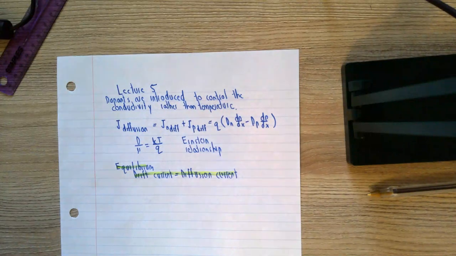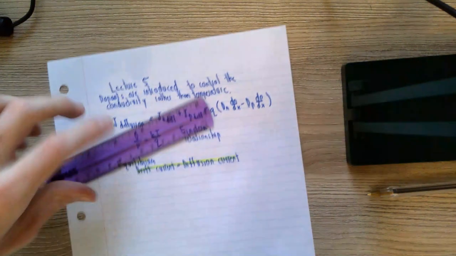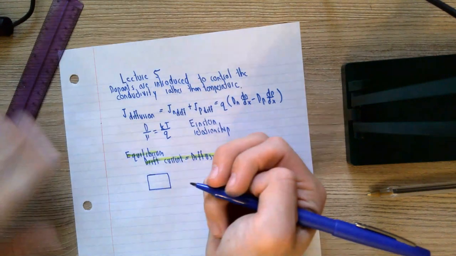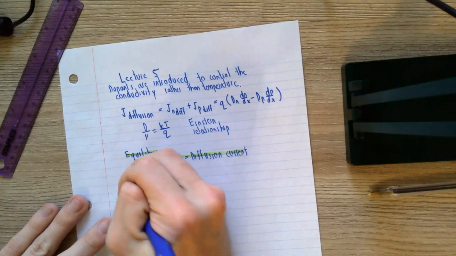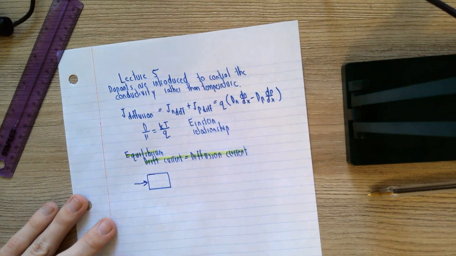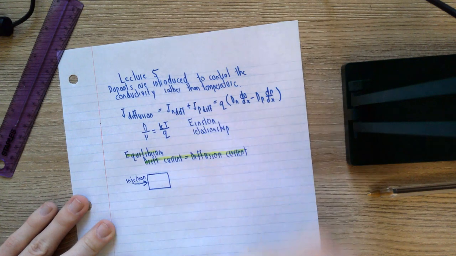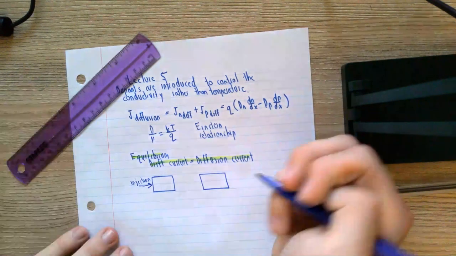And so, how do we get a gradient of carriers though? How is there a higher concentration on one side than on the other? Well, that's due to injection. So let's say we have our material here. If I want to make there be a gradient of carriers, I'm going to inject carriers from this left-hand side. So this is going to be my injection. And that's going to cause there to be a lot of carriers over on this side.